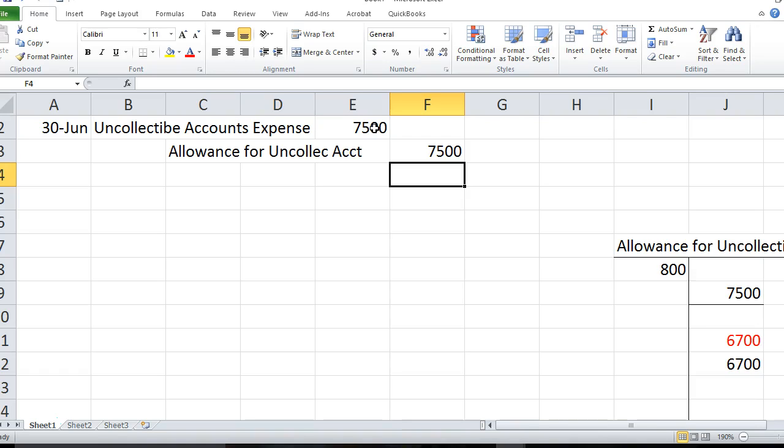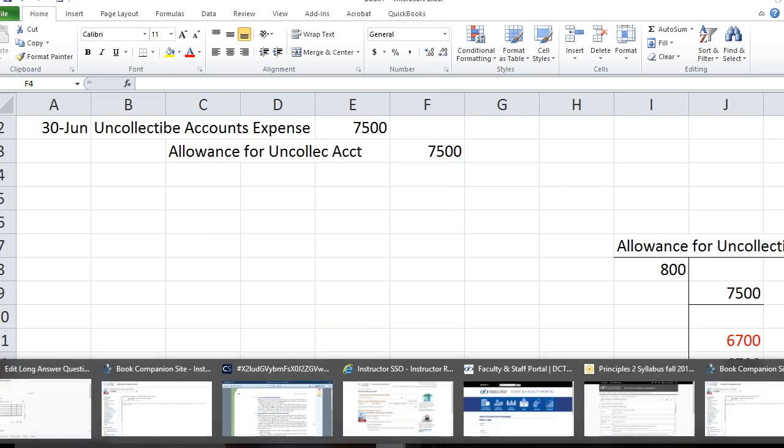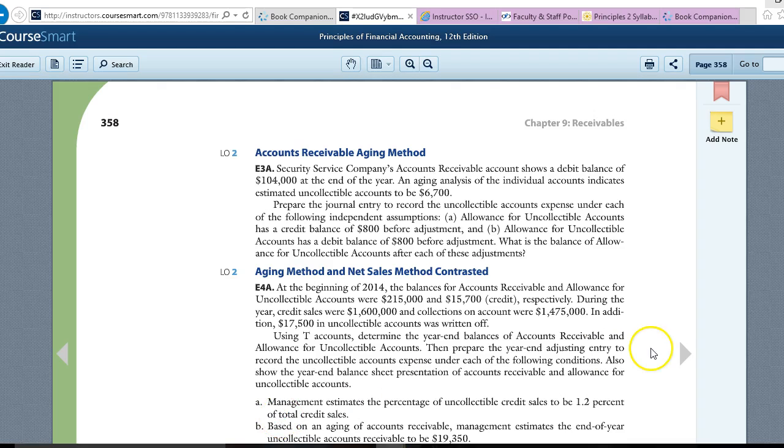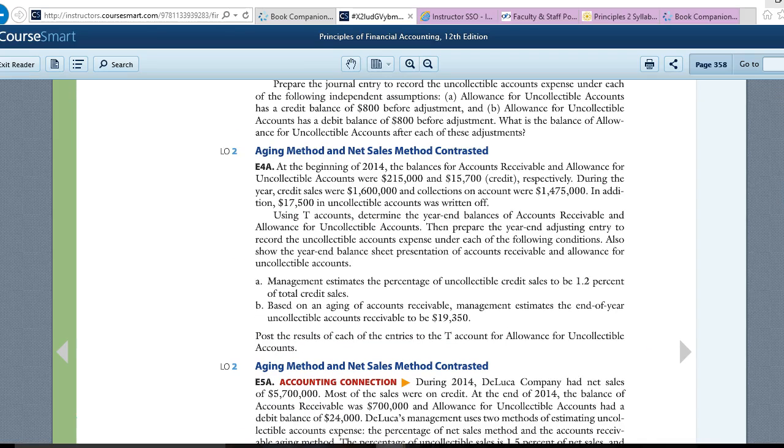Now let's look at E4A. If I go too fast, tell me to slow down. At the beginning of 2014, the balances for accounts receivable and allowance for uncollectible accounts were $215,000 and a credit of $15,000 respectively.